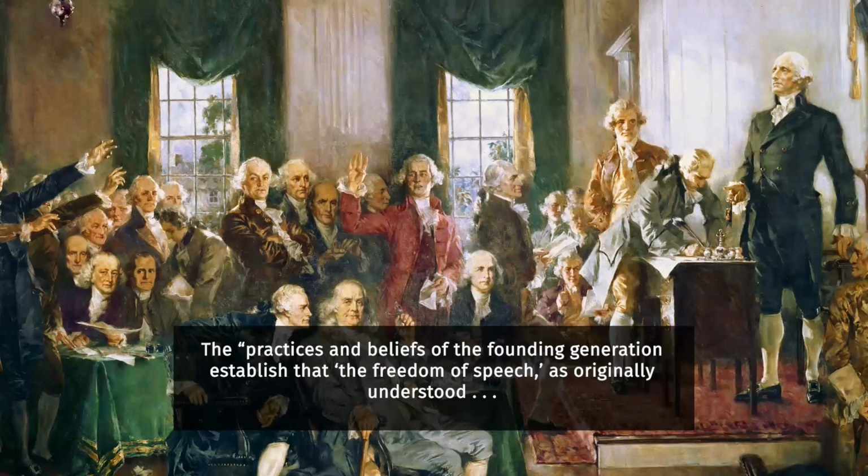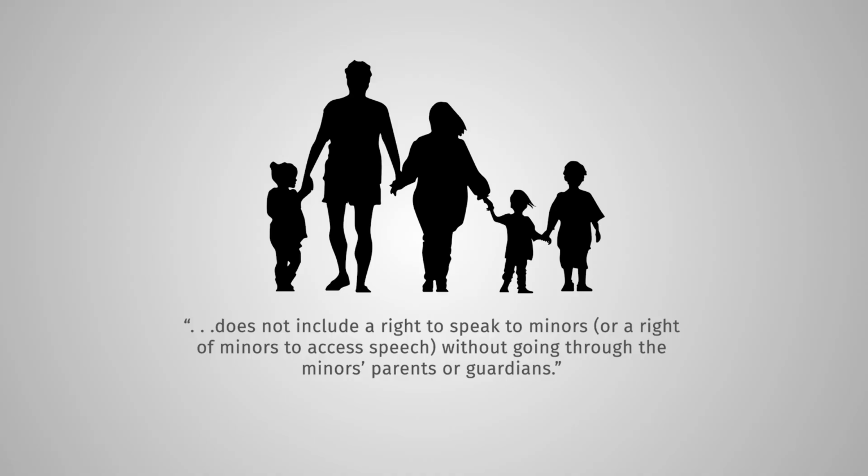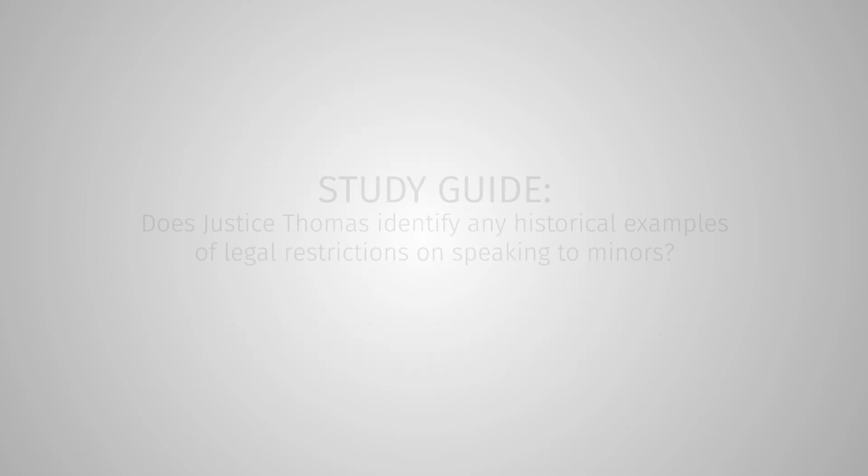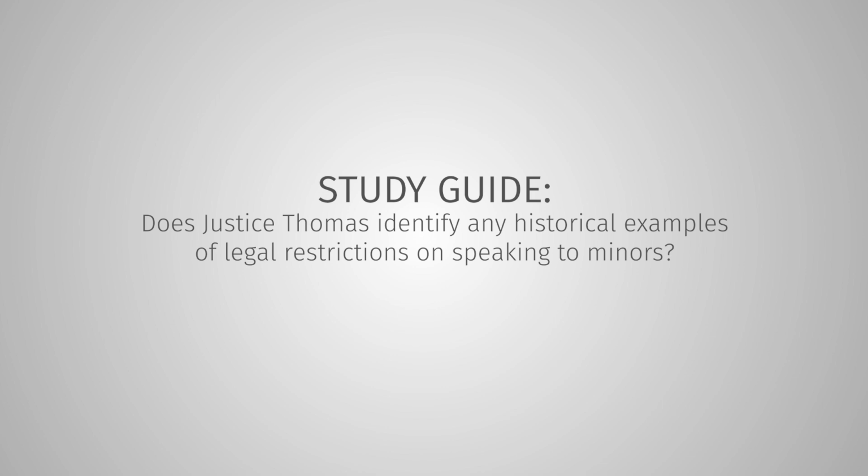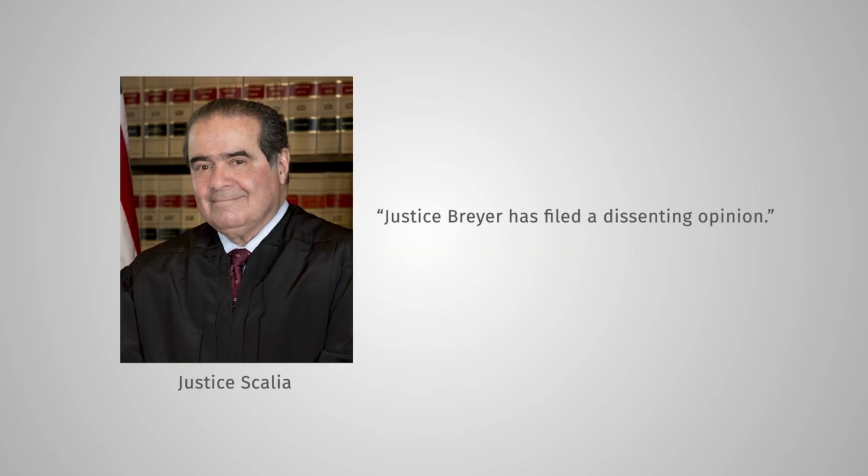Justice Thomas found that the practices and beliefs of the founding generation established that the freedom of speech, as originally understood, does not include a right to speak to minors or a right of minors to access speech without going through the minor's parents or guardians. Study guide. Does Justice Thomas identify any historical examples of legal restrictions on speaking to minors? And Justice Breyer has filed a dissenting opinion.